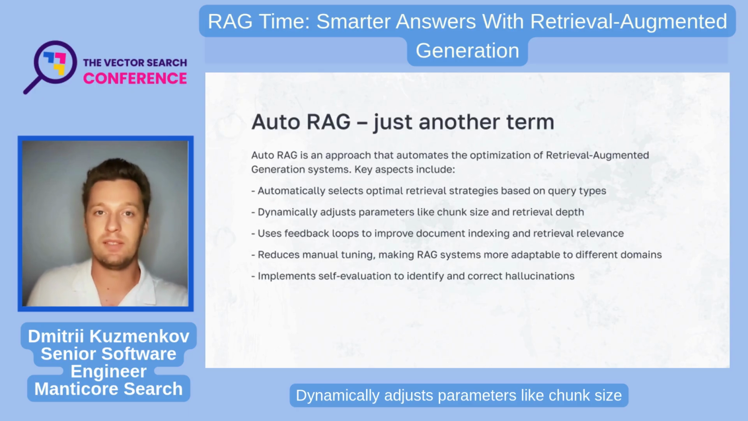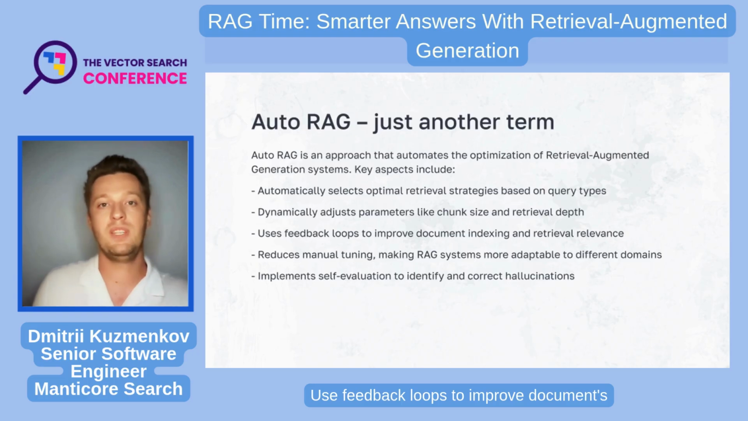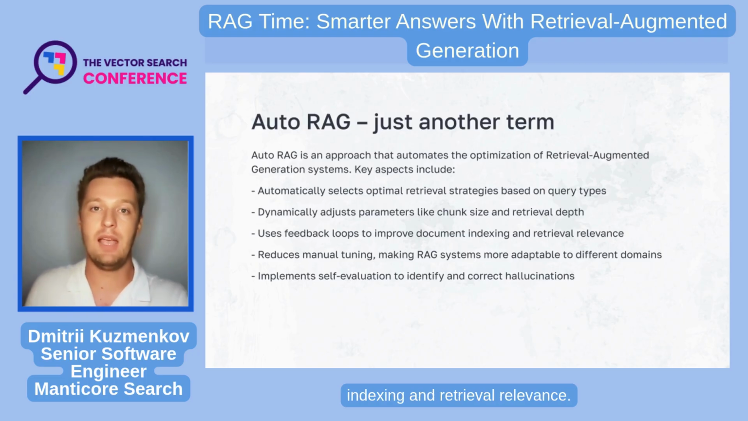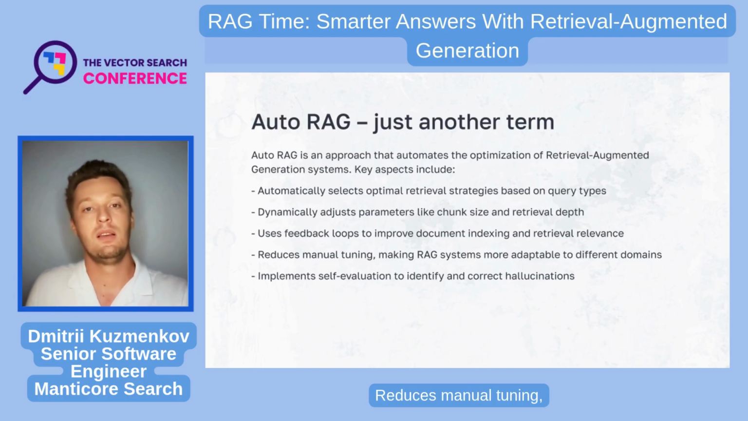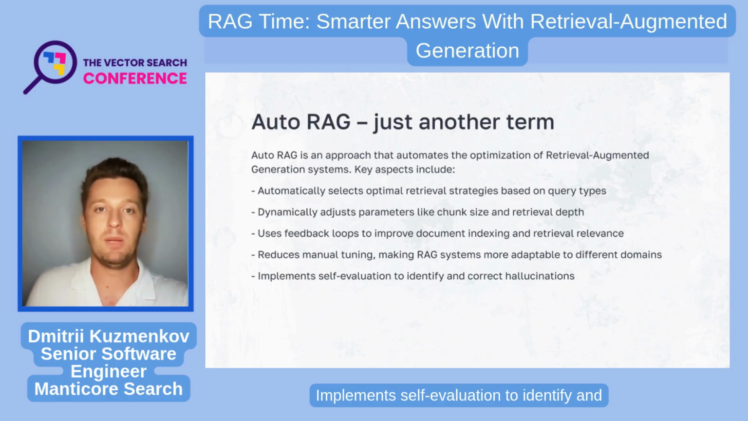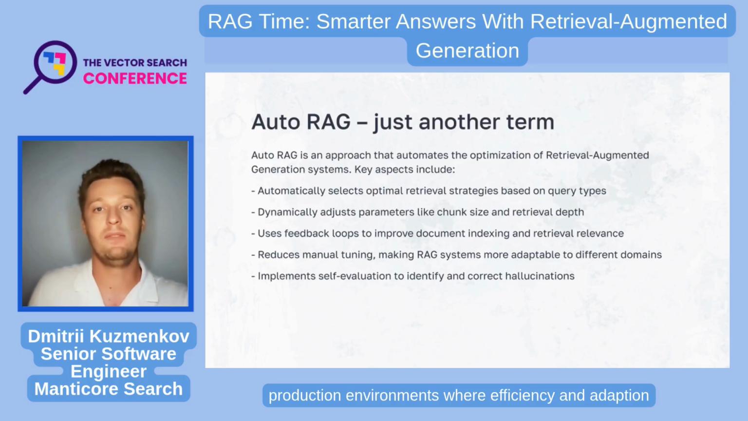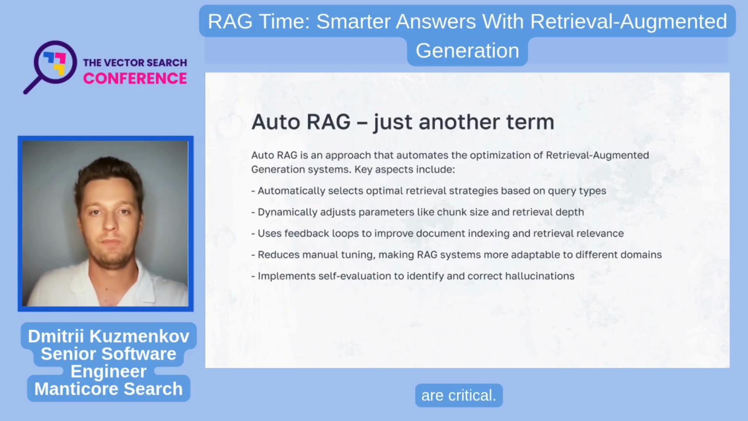It dynamically adjusts parameters like chunk size and retrieval depth. It uses feedback loops to improve document indexing and retrieval relevance. It reduces manual tuning, making RAG systems more adaptable, and implements self-evaluation to identify and correct hallucinations. The automation is particularly valuable in production environments where efficiency and adaptation are critical.